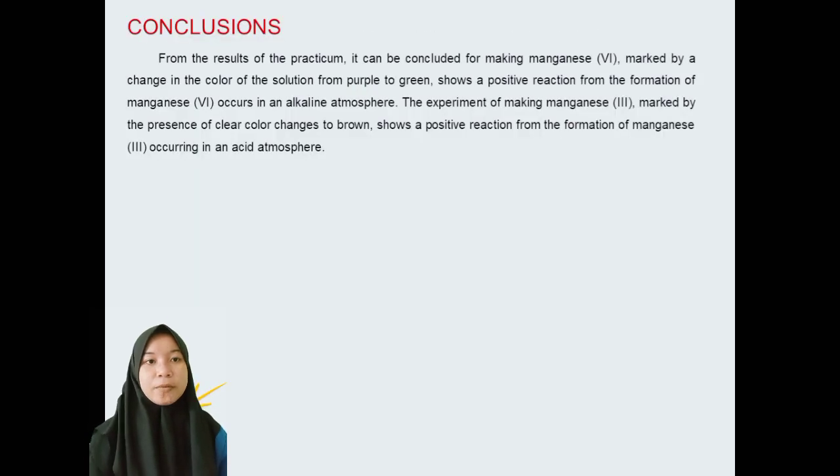Conclusion. From the result of the practicum, it can be concluded that making manganese 6 is marked by a change in the color of the solution from purple to green. So, a positive reaction from the formation of manganese 6 occurs in an alkaline atmosphere. The experiment of making manganese 3 is marked by a clear color change to brown. So, a positive reaction from the formation of manganese 3 occurs in an acid atmosphere.